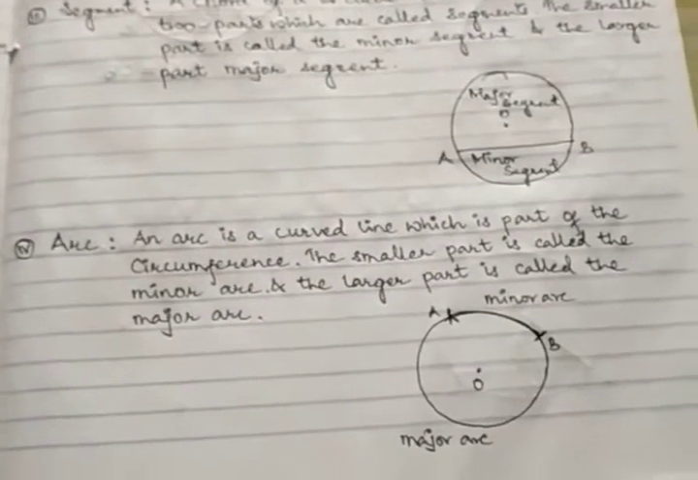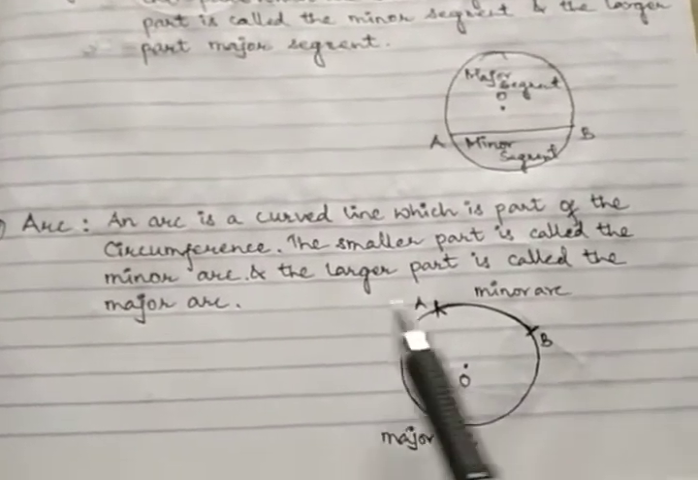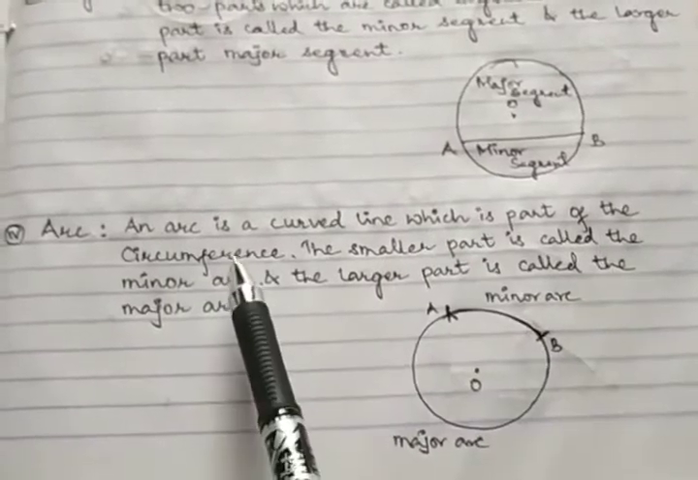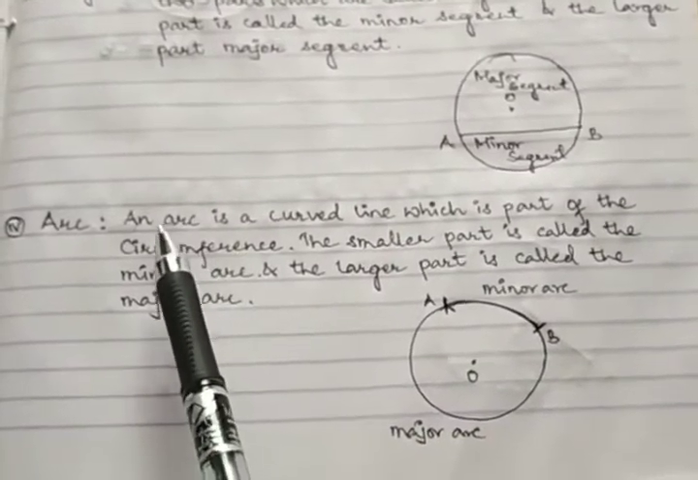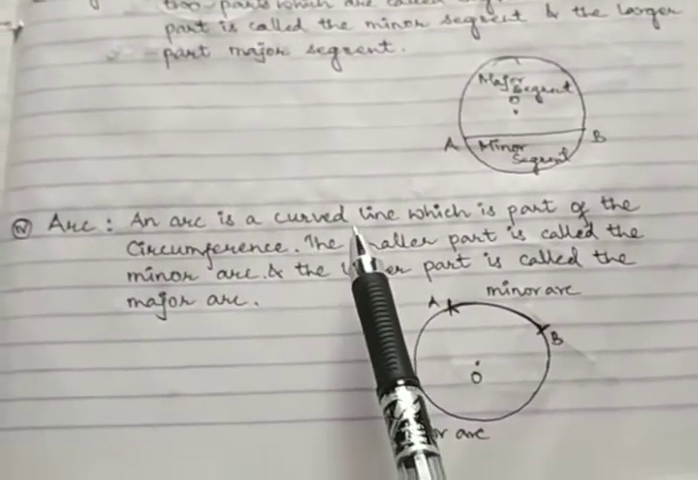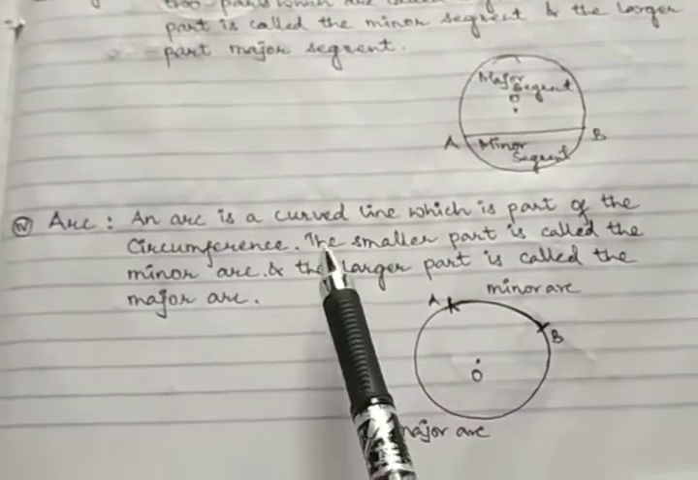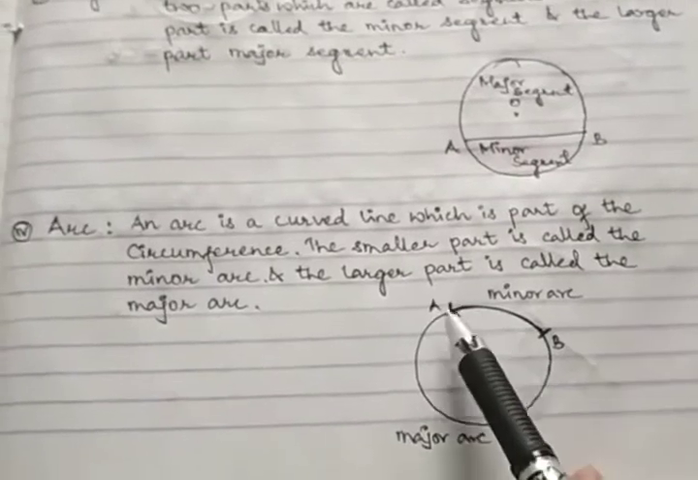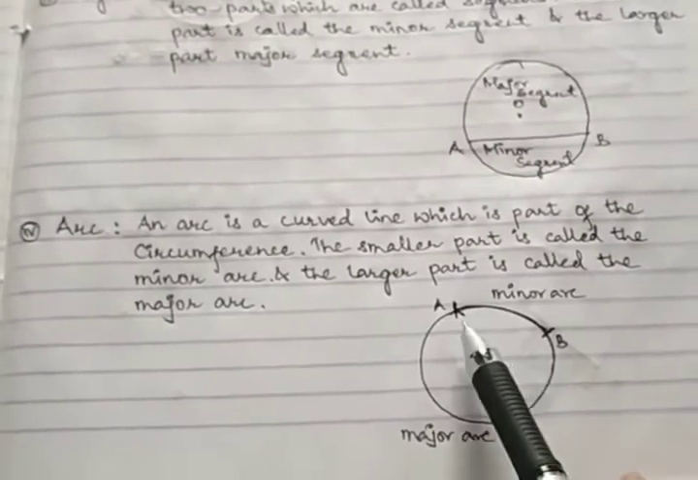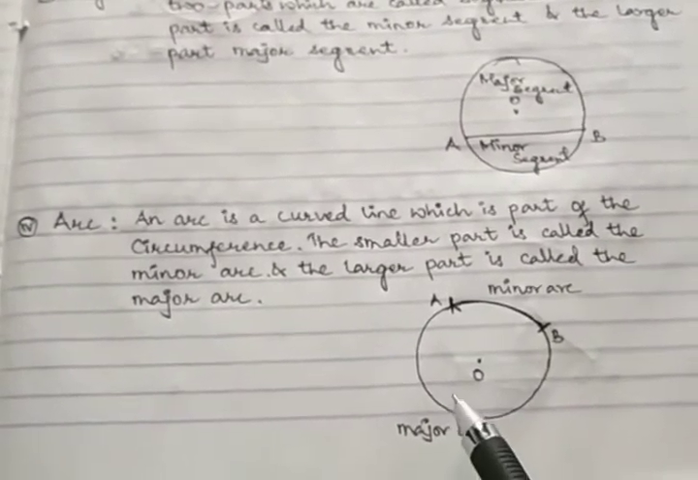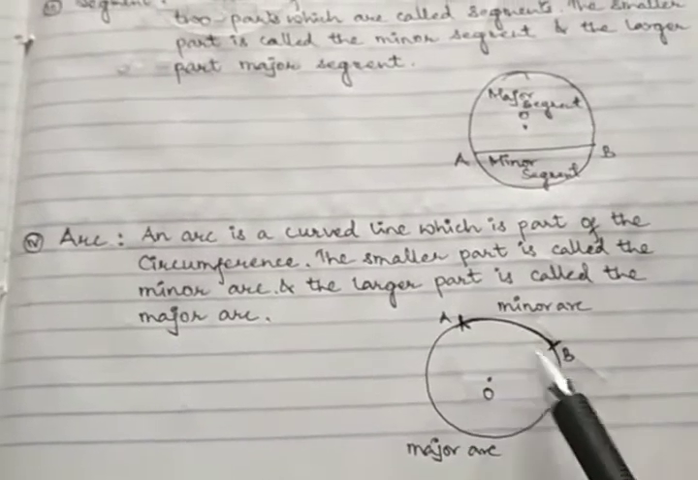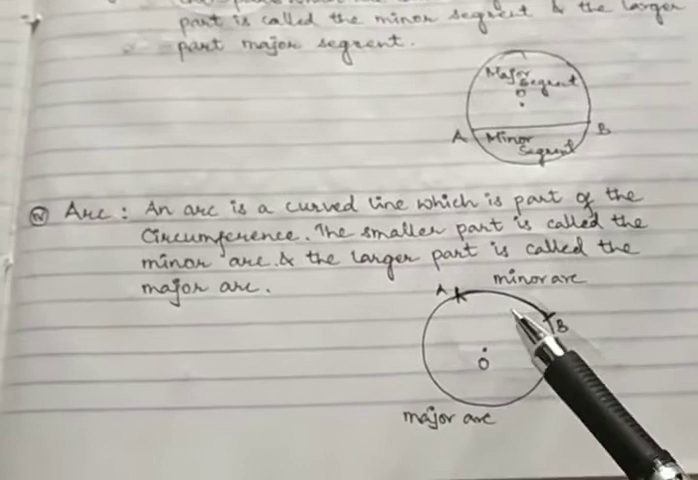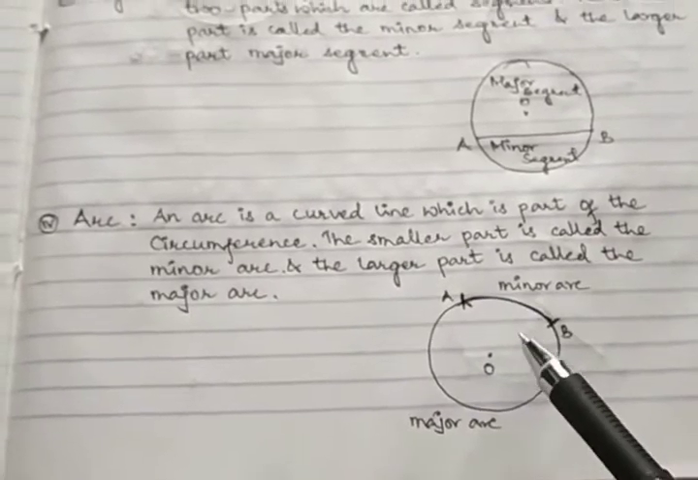Now after that comes an arc. An arc is a curved line which is part of the circumference. So remember, an arc is a curved line which is part of the circumference. The smaller part is called the minor arc and the larger part is called the major arc. For example, if I take 2 points on the circle, here we don't have any line segment, remember that. Consider the example I gave you at the first.